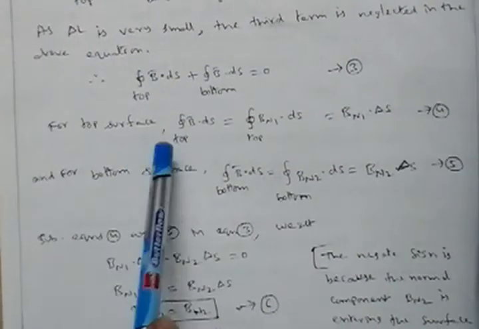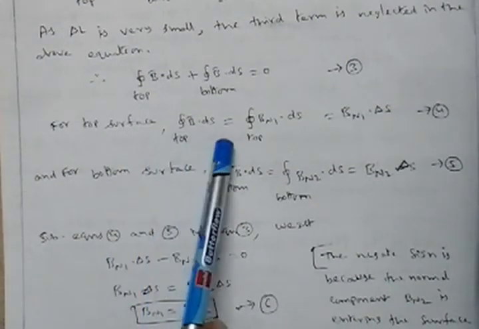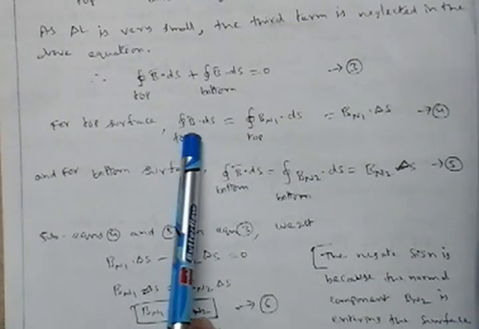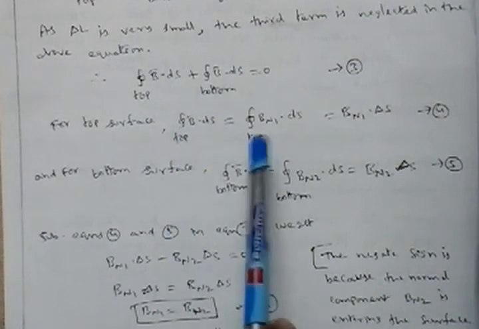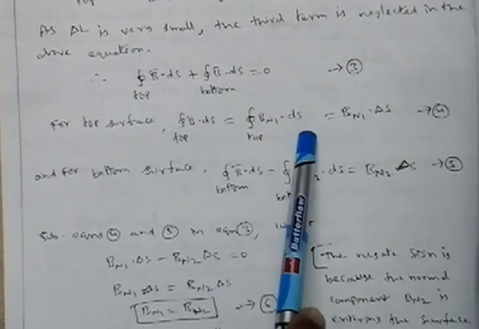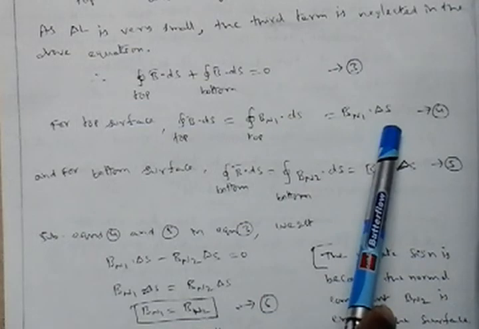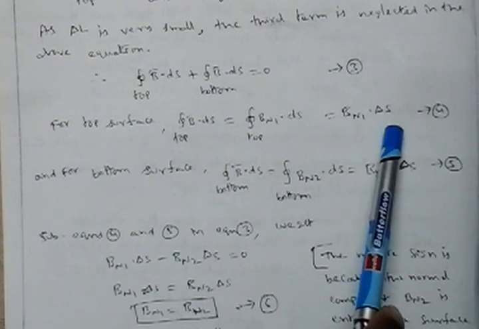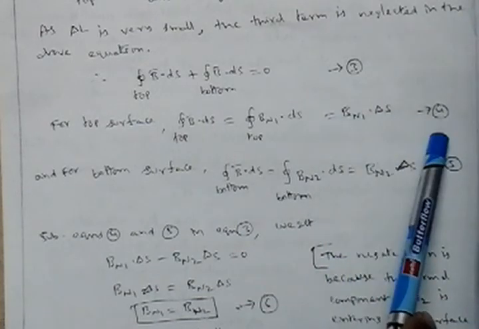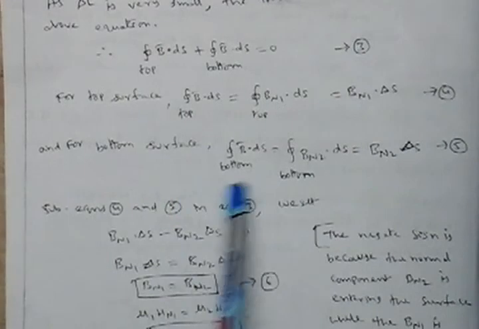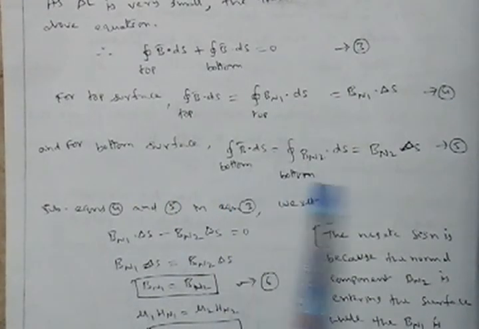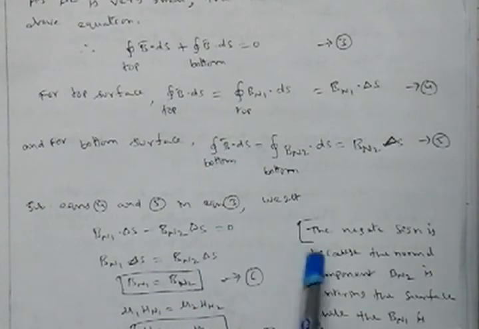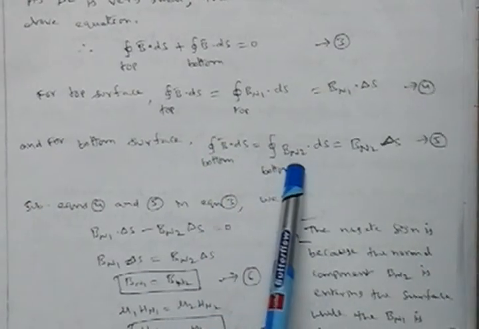For the top surface, the integral of B bar dot ds is equal to the integral of B, and the top surface is in medium 1. For medium 1 the B component is Bn1 ds. The integral of ds is very small and is represented by delta s, giving Bn1 delta s. Say this is equation one. Next, for the bottom surface in the same way, the integral of B bar dot ds, with the bottom in medium 2, has B bar replaced with Bn2 dot ds.